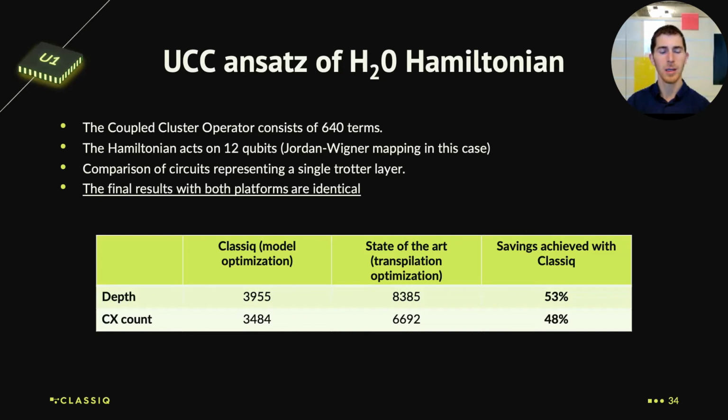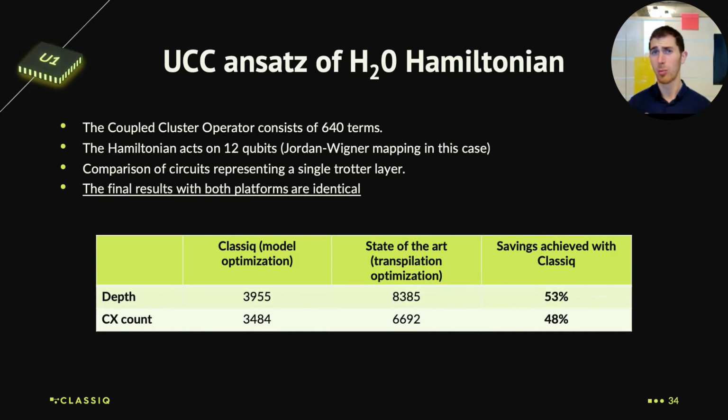And what you see here is when applying the Jordan-Wigner mapping and the UCC ansatz in the Classiq platform, and comparing it to the state of the art after transpilation, you save more than 50% in resources. And that's incredible because this is mathematically proven that the final results with both platforms are identical. And this is the power of optimizing at the model level, because you can explore the design space and get much better optimization than you could get only with transpilation or compilation.